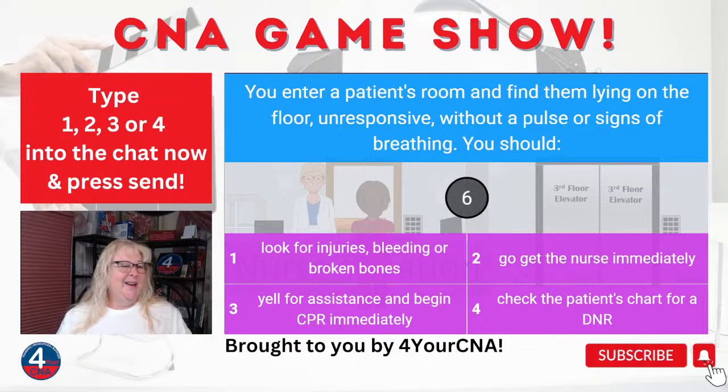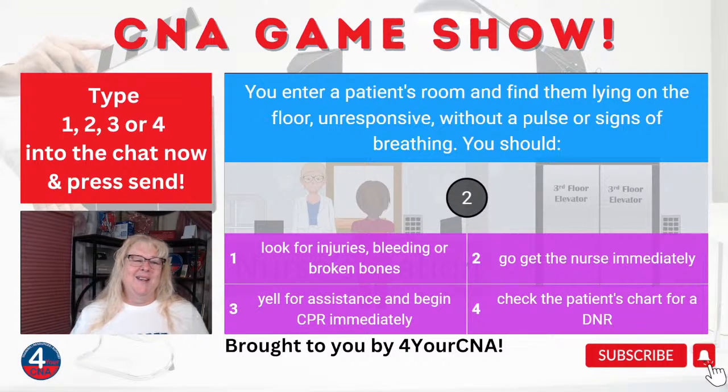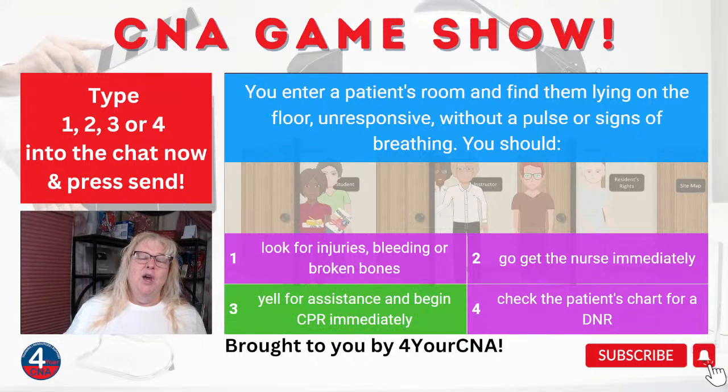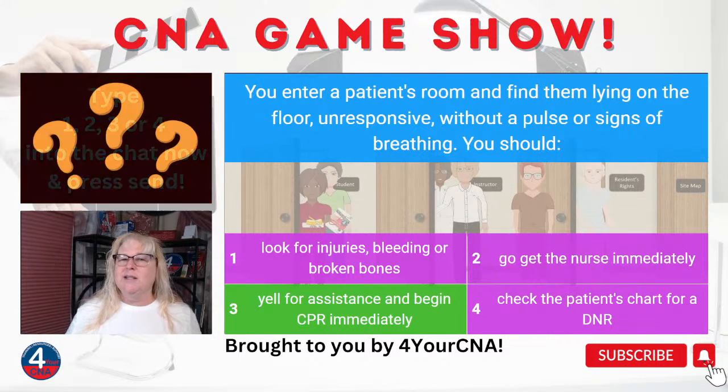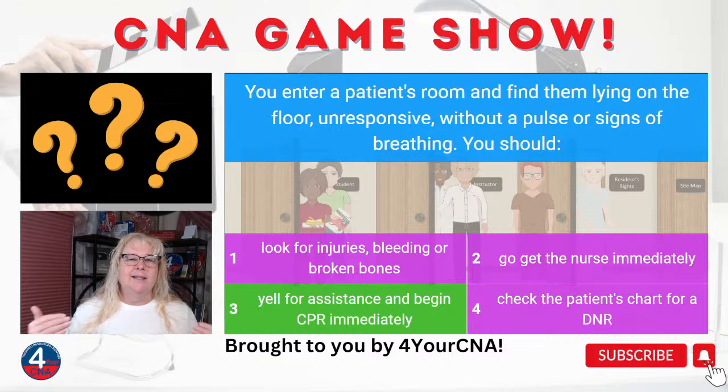This is a hard one. I got answers all over the place. The right answer here is number 3. We're going to yell for help and we're going to start CPR right away. We do not delay. No pulse, no breathing requires CPR right now. Going and getting the nurse doesn't do anything to help this patient.